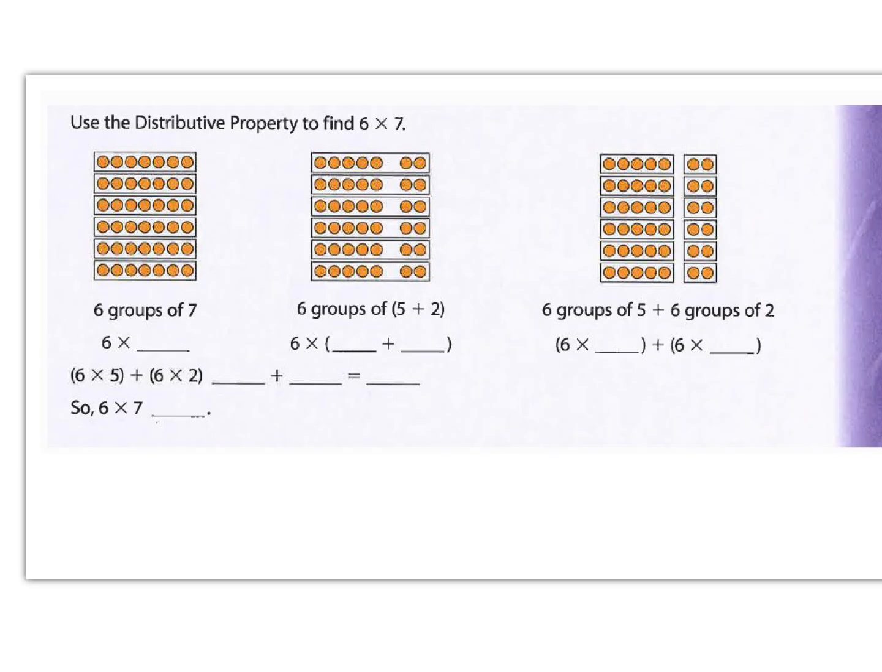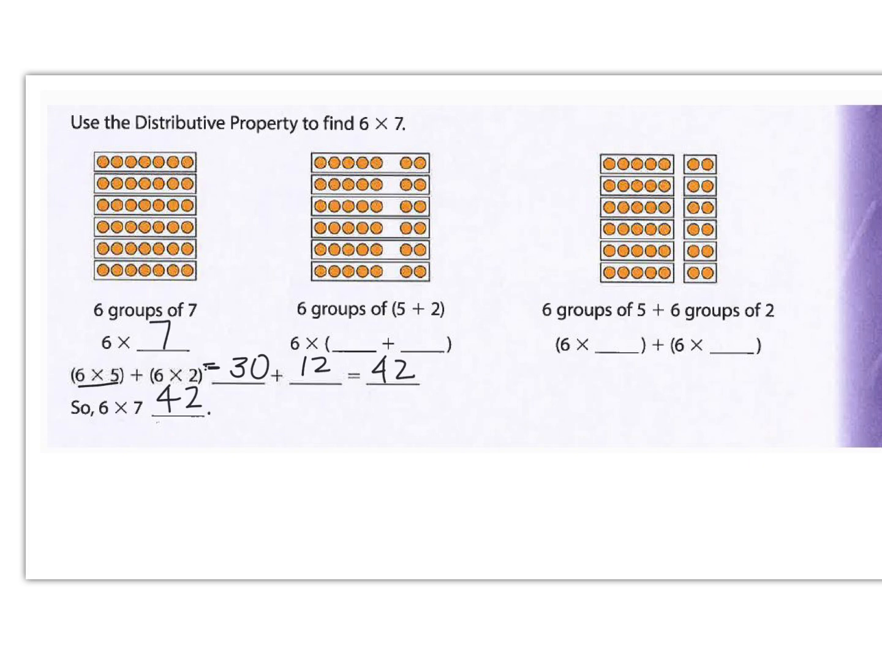So now this says use the distributive property to find 6 times 7. So we have 6 groups of 7. So what that looks like is we do 6 times 7. So then we do 6 times 5 plus 6 times 2. And that equals, there should be another little equal sign, equals 30 plus, because 6 times 5 is 30, and then 6 times 2 is 12. So then we add those together, 30 plus 12 equals 42. So 6 times 7 equals 42.